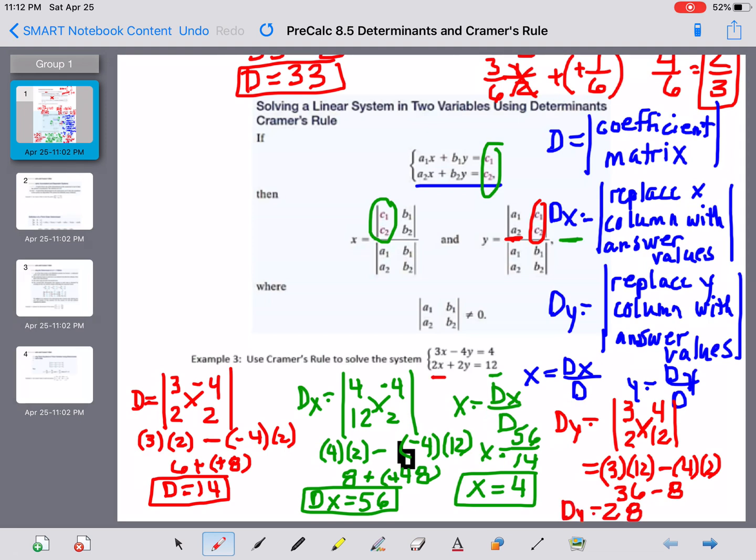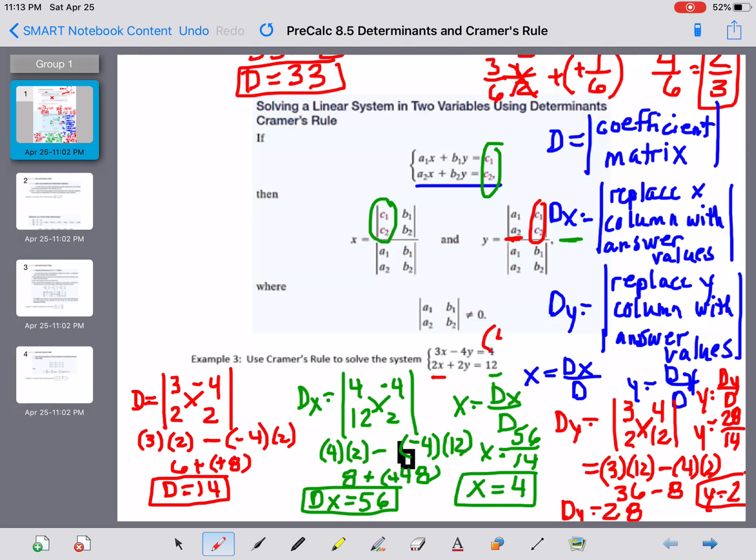To find my y here, I'm taking dy divided by d, which is 28 that I just found, divided by my d from earlier, which is 14. And I find that my y is going to equal 2. So I found my solution of this system. The solution would be (4, 2), okay?